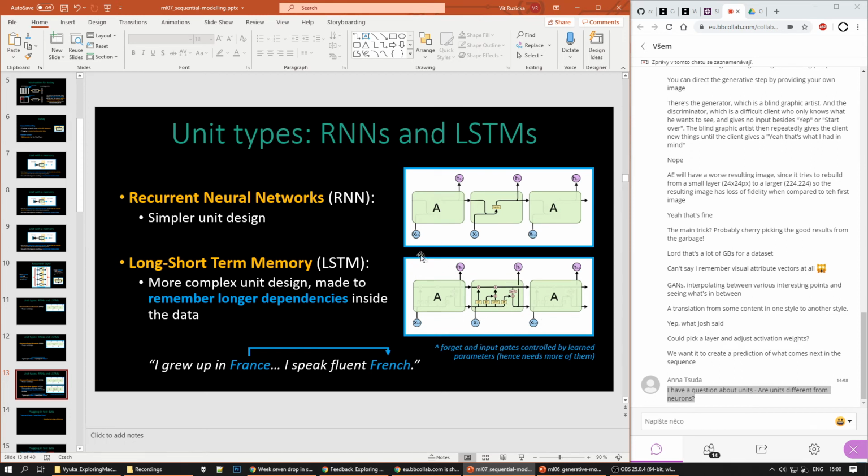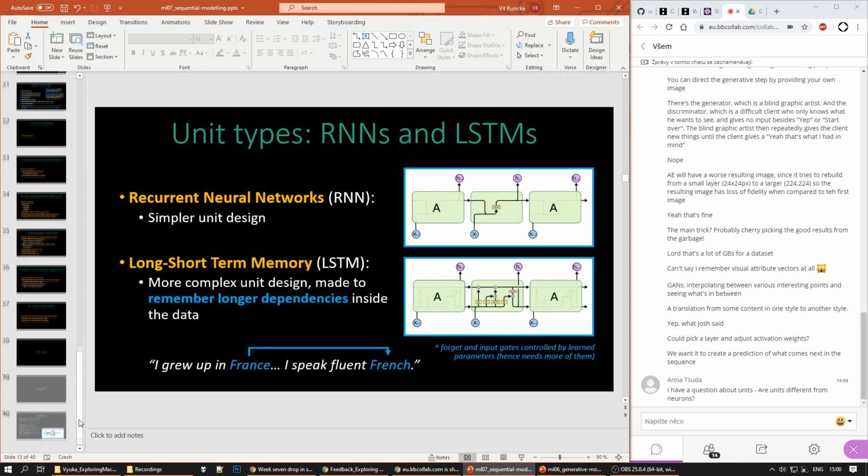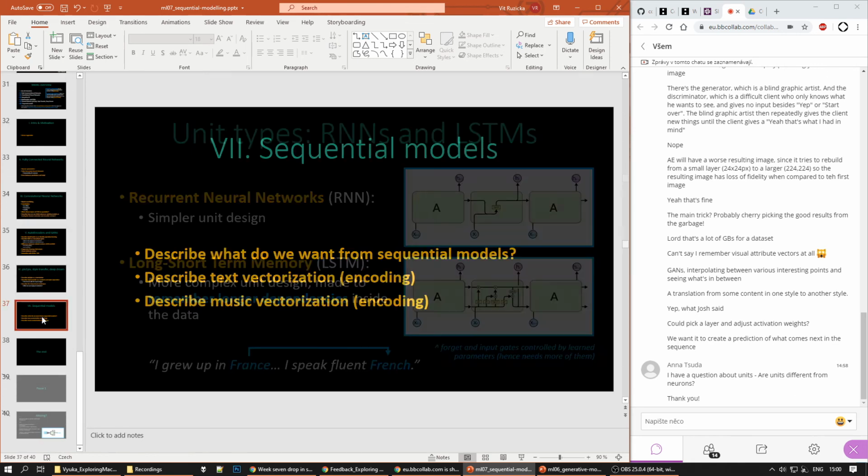So anyway, this LSTM unit is more complex than something like a neuron, but the RNN unit is more similar to that. But in both of these cases, they have this information which is being fed through, kept in the same unit. So yeah, they are both different, but this one is more similar to the neuron. Okay, perfect.